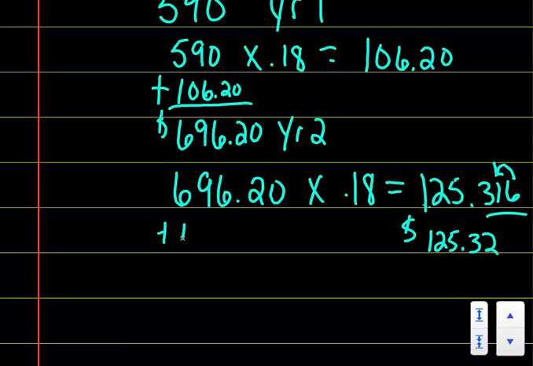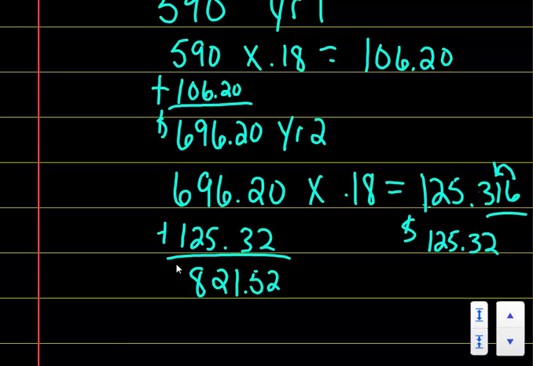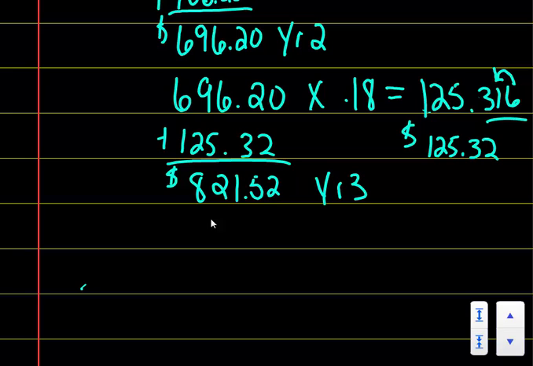So I come over here and add 125.32 to my original or starting number. And if I do my math correctly, I'll end up with 821.52. All right, I've done 3 years now. And remember, I'm doing 4, so I'm almost finished. So I start with 821.52 into my calculator, multiply that by 0.18 because I'm getting 18%, and I end up this time with 147.36.